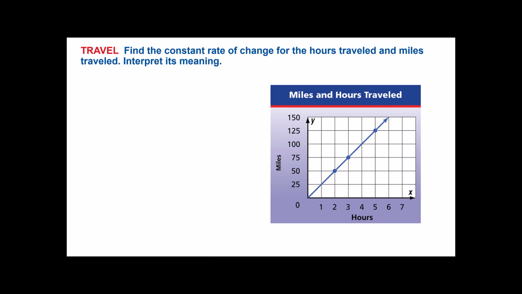I'd suggest you pause the video and try this one on your own. This is the last full one I believe that we're going to do. We'll summarize things after we're done with this one. It says find the constant rate of change for the hours traveled and miles traveled and interpret its meaning.